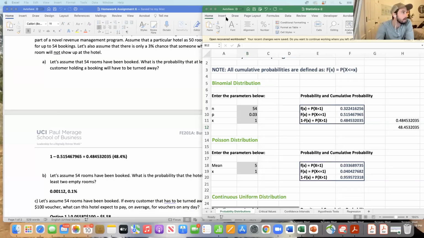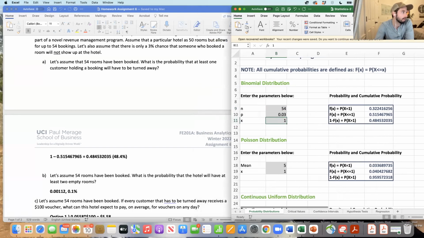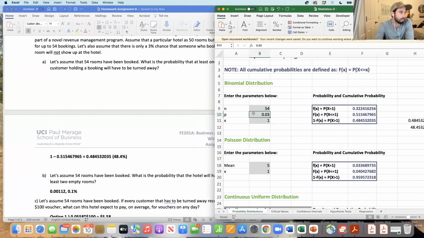So at least for my attempt at it, I used his spreadsheet. I don't know if you guys can see my screen now. Yes. I plugged in the number 50. I put 54 rooms booked. Then the 3% chance that someone who booked a room would not show up as a probability. And then number 1. And then I thought this would be the answer.